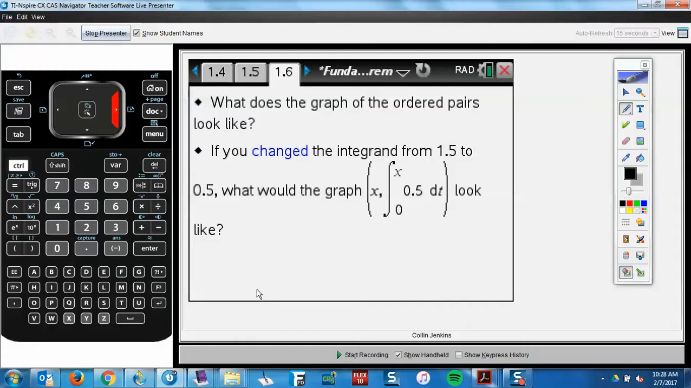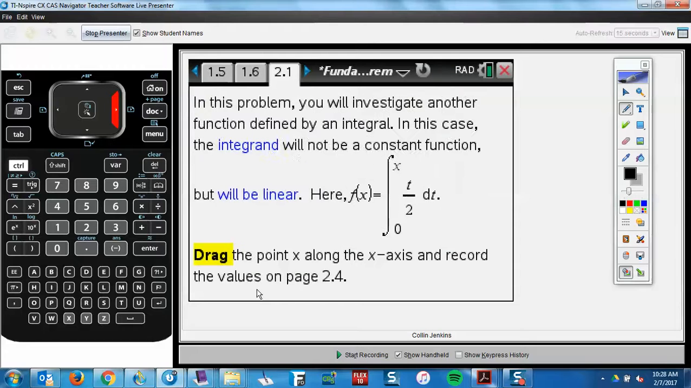A line, but it would only have a slope of 1/2, because every time we go over 1, we gain 0.5 area. Okay, next page. Okay, now we're going to change it to a graph of a line instead of a horizontal line. It'll be a diagonal line. Now notice it's t over 2 or 1/2 t, but really just think of it as 1/2 x.